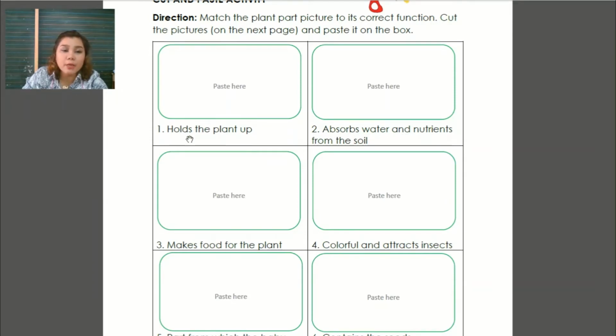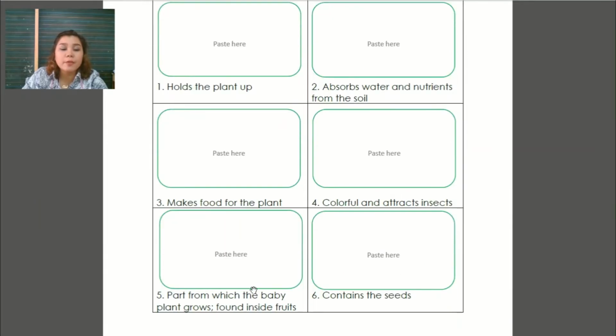So number 1, holds the plant up. Number 2, absorbs water and nutrients from the soil. Number 3, makes food for the plant. Number 4, colorful and attracts insects. Number 5, part from which the baby plant grows and found inside fruits. And then number 6, contains the seed.